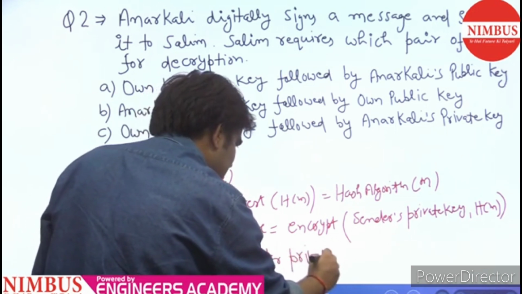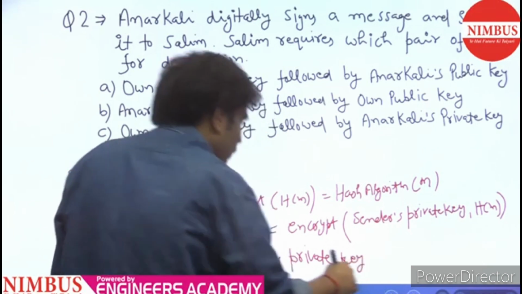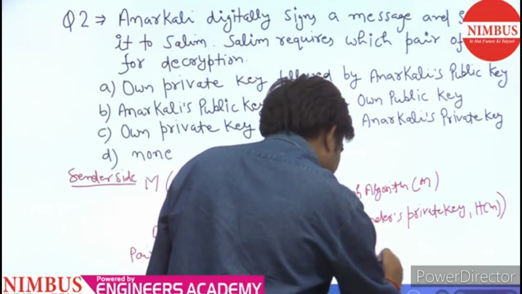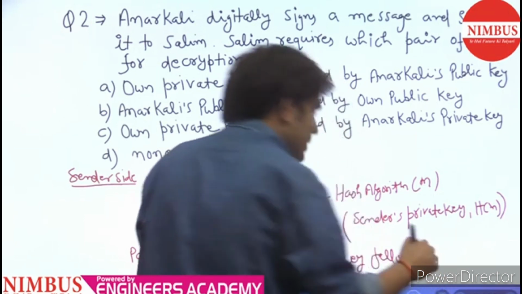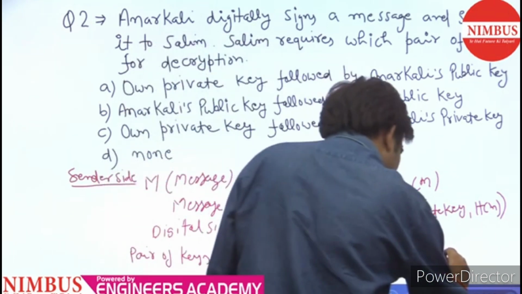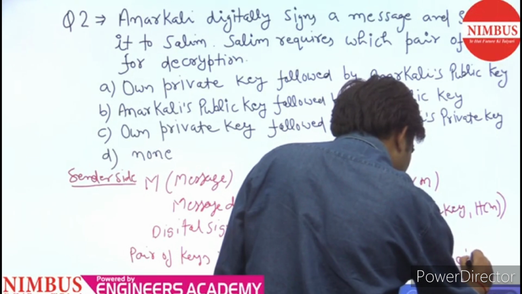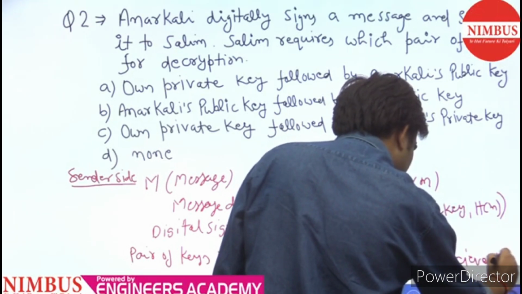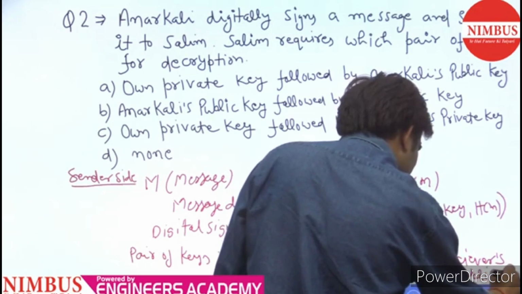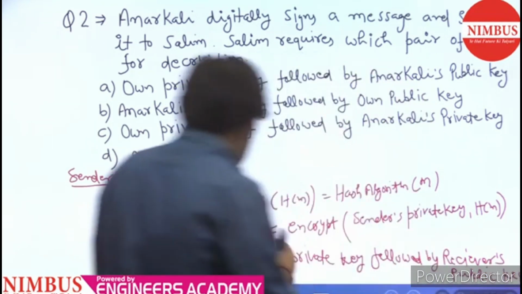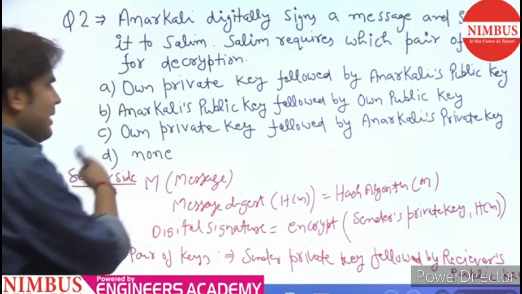Sender's private key, followed by receiver's public key. So these pair of keys we require at the sender side.